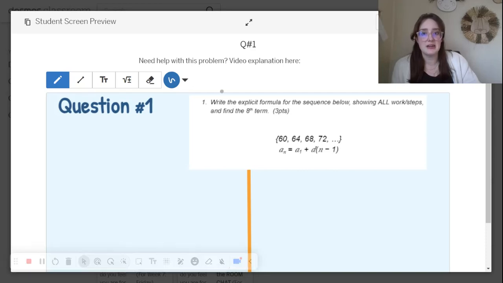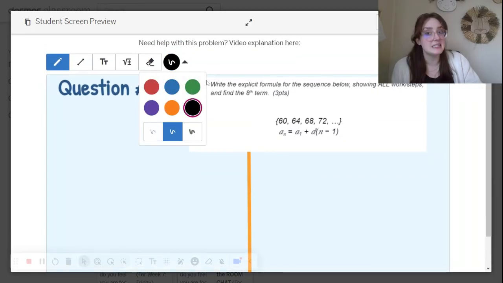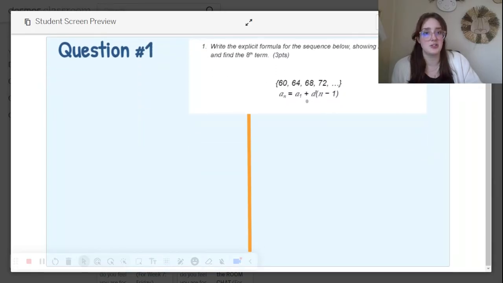All right, so we're looking at our Unit 2 Practice TGA exam. So this is question 1. Looking at writing an explicit formula, showing all work steps, find the 8th term. Remember, when we're writing an explicit formula, we've got our equation there. So we split it up into 2 parts. Step 1 is to write the formula, and step 2 is to find the nth term.